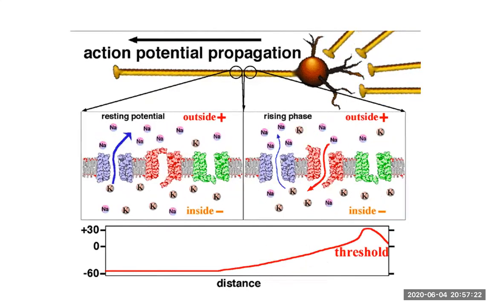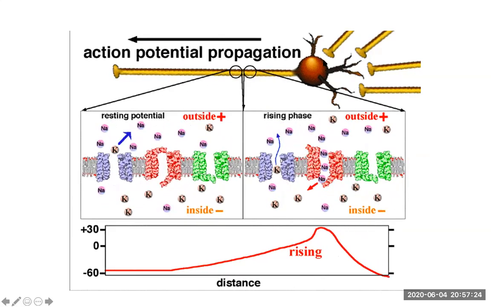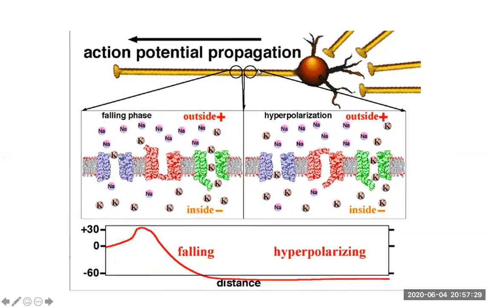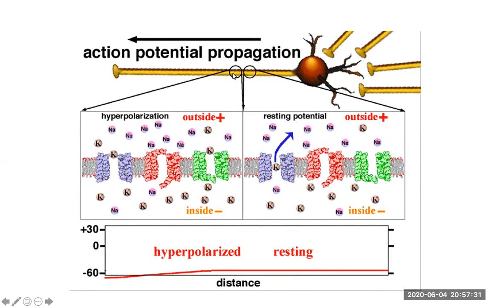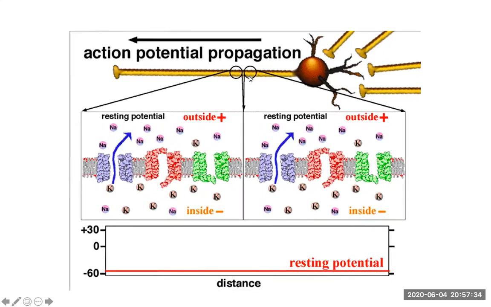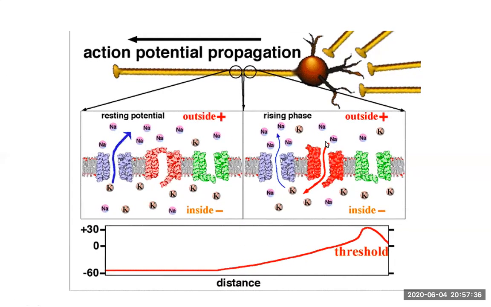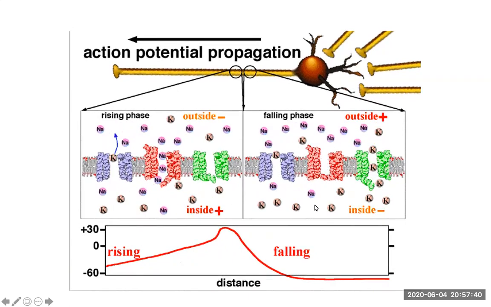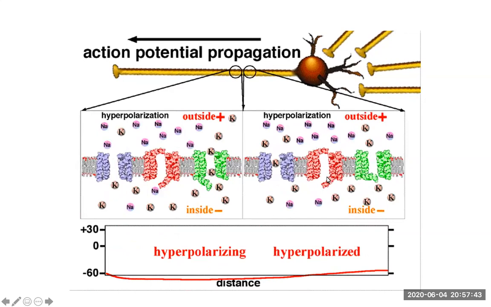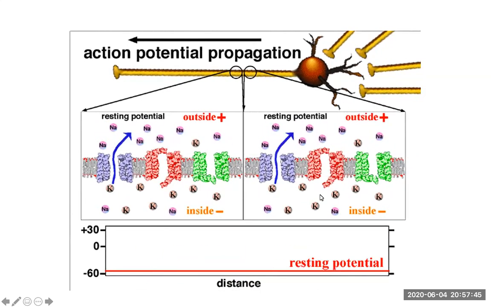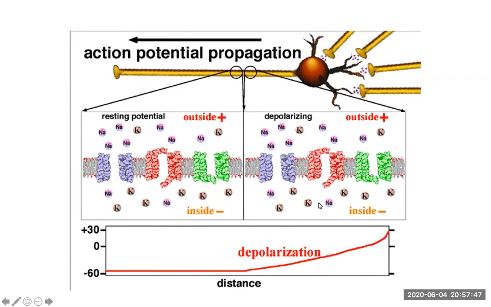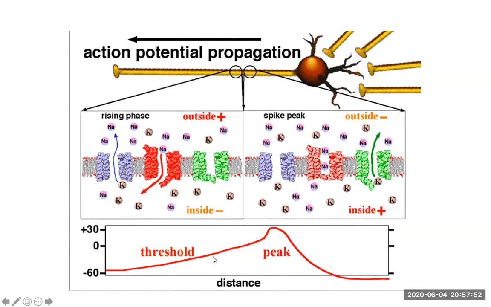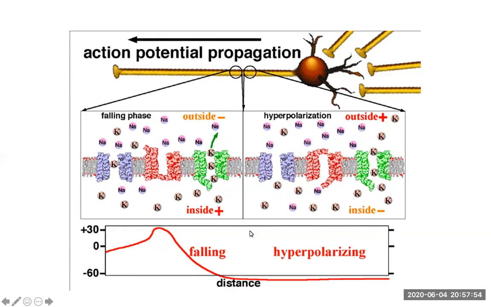This is showing action potential propagation. Here is the signal traveling from the dendrites through the cell body and down the axon. And we've focused in on these two sections of the axon, showing how sodium will rush into the cell to get the cell to threshold. And as sodium rushes into the cell, it makes the inside of the cell more positive. And that's where we get depolarization, threshold rising, and the action potential peak.